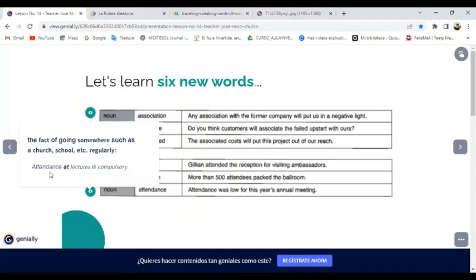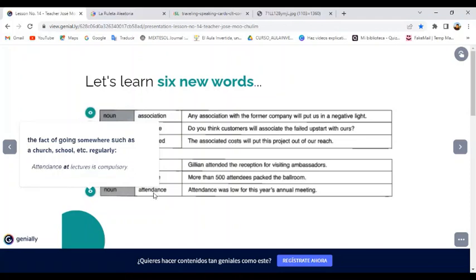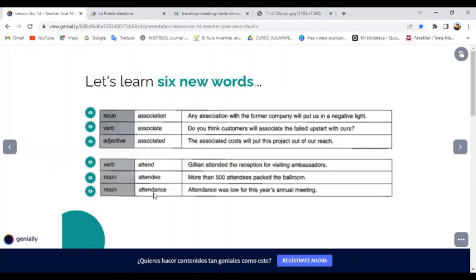Attendance at lecture is compulsory. La asistencia. Entonces, en este caso, attendance es asistencia. Attendance at lecture is compulsory. La asistencia a la conferencia es obligatoria. Okay? So we have attendance as assistance. Okay, for example, at school, we usually say, we're gonna take attendance. Have you ever heard this phrase, take attendance? No. Es lo que decimos los maestros en la escuela, vamos a tomar asistencia. Oh. Okay.